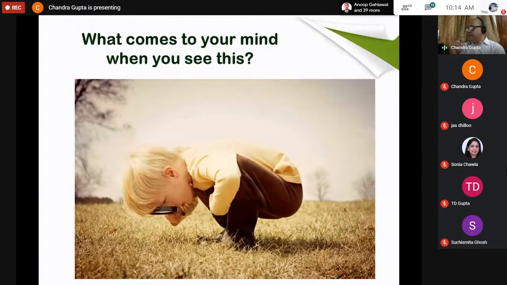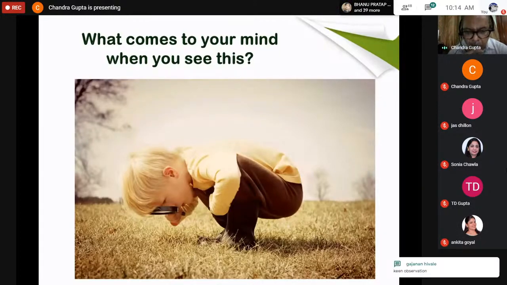So friends, tell me what comes to your mind when you see this picture. What this boy is doing. Any one of you would like to reflect on it? The boy is trying to discover or understand something from the grass around him. Okay. Anything else? You can give your response on the chat box also, no problem.